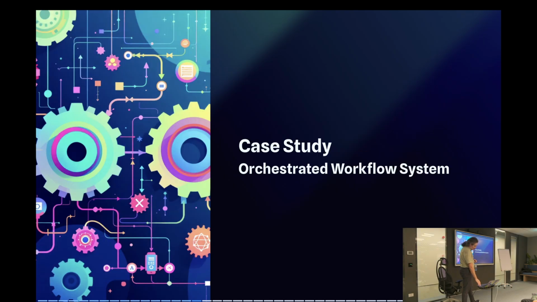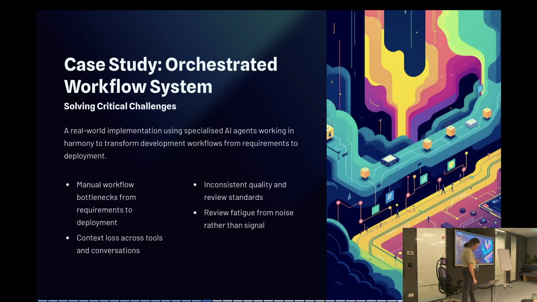Let's look at how this concept works in practice with a real-world implementation. The orchestration workflow system uses specialized AI agents working in harmony to address several major challenges in development workflows. Manual workflow bottlenecks from requirements to deployment, too much time spent on process instead of value creation. Context loss, where information gets scattered across tools and conversations. Quality gaps from inconsistent review standards and review fatigue, too much noise, not enough meaningful context.